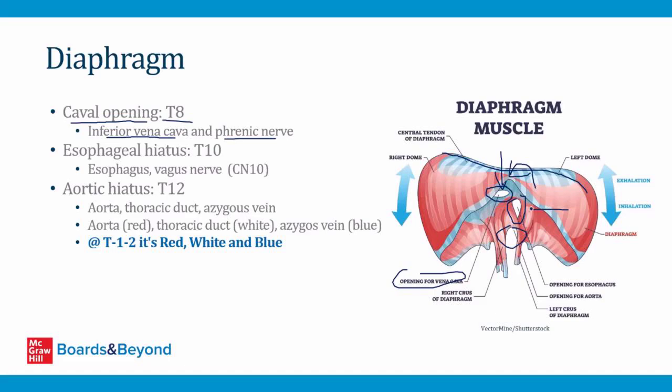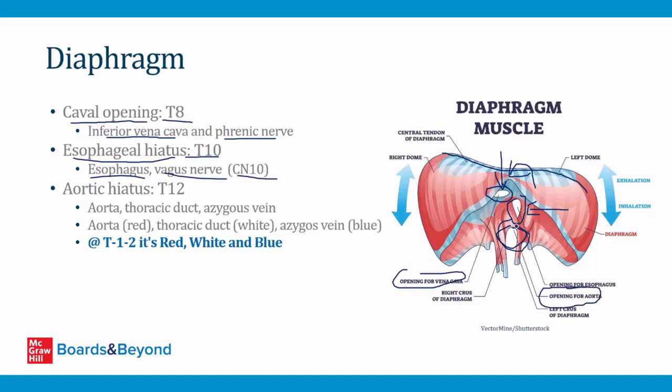A little bit lower down in the spine, around T10, that's where you find the opening for the esophagus. This is called the esophageal hiatus. It's at spinal level T10, and the esophagus passes through the diaphragm here, and also the vagus nerve, which is cranial nerve 10.